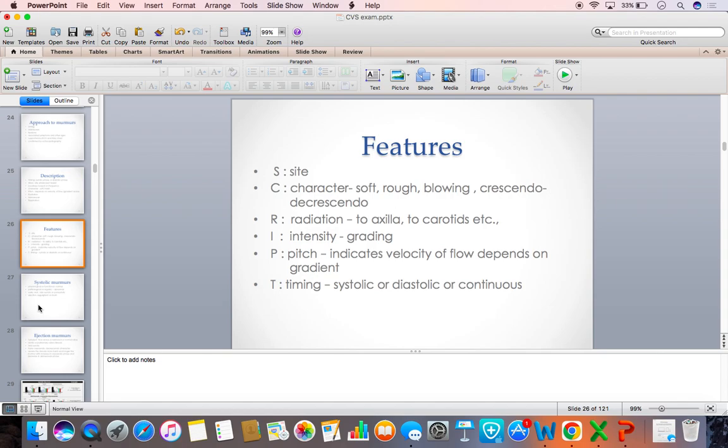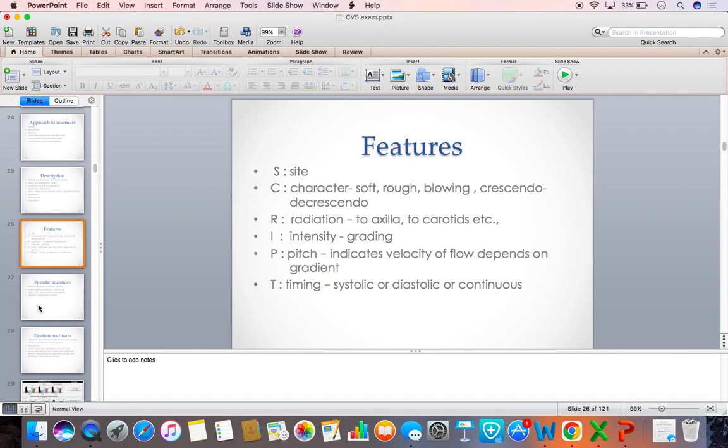C stands for character. Could be soft, rough, blowing, crescendo, or crescendo-decrescendo. Then radiation. That is, radiation is conducted to the axilla or to the carotids. I stands for intensity. This is the loudness of the murmur, based upon which you grade the murmurs.